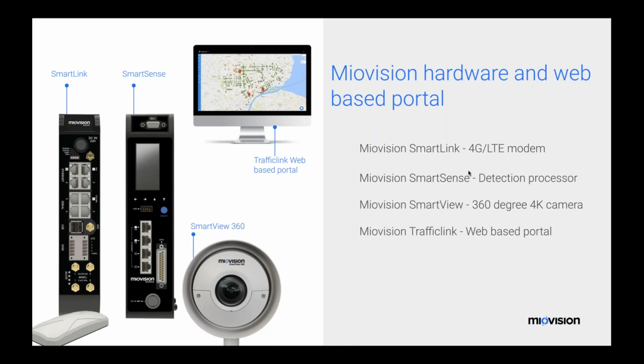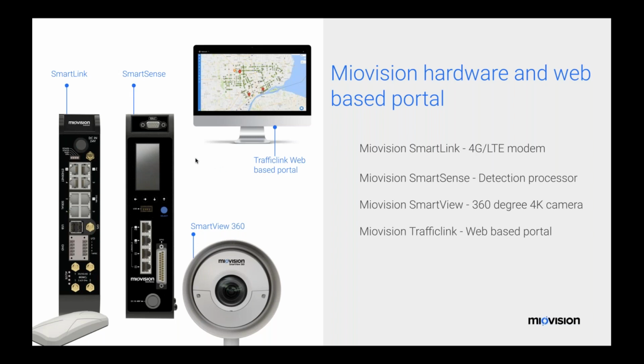So firstly, we have the Miovision Smart Link. That's the device on the left here. The Smart Link functions as a 4G and LTE modem. It's also an in-cabinet switch. So it's the device that takes care of any of the communications going on within the cabinet. It's going to pull in telemetry and data from the controller itself. It's responsible for letting the video feed go up from the Smart Link into the cloud and then back down to the user on Traffic Link directly.